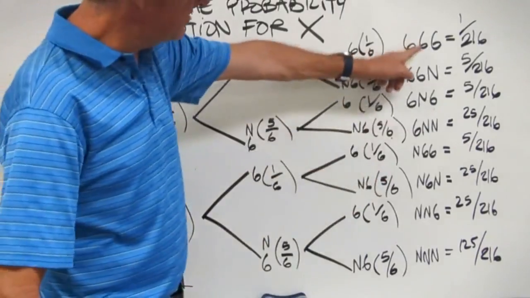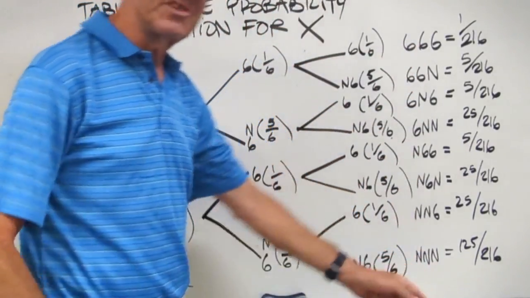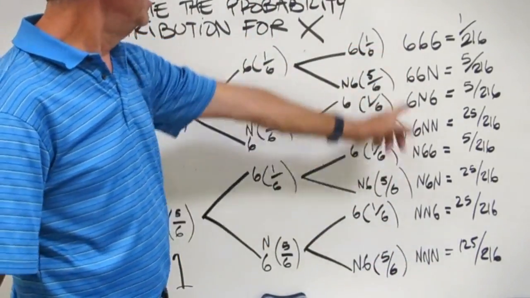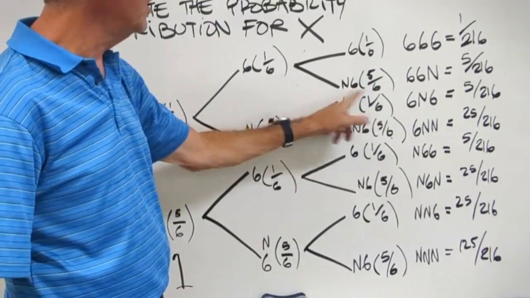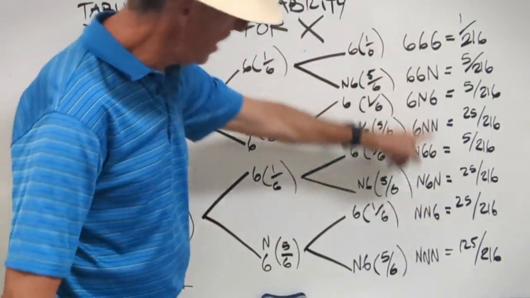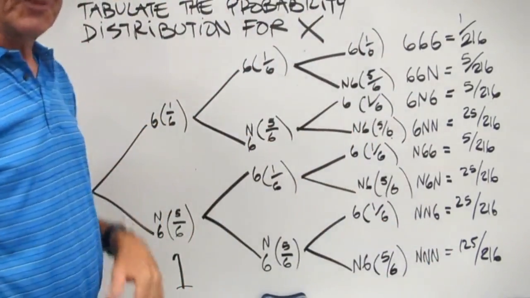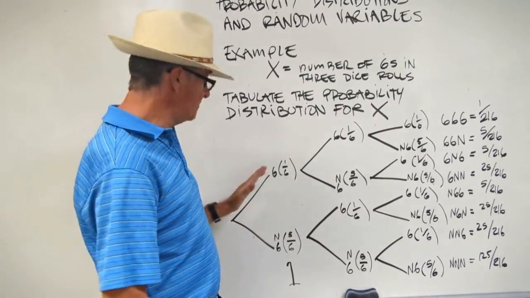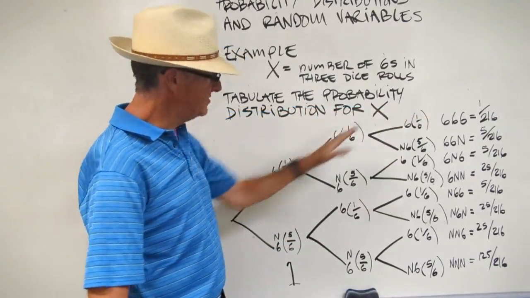Now what I've done here is I've tabulated my outcomes just to make it more clear. This top row is rolling 3 6s. This one is 2 6s and then no 6. This one is 6, no 6, 6. And so on. So this helps you understand what's going on in the tree. Now calculating the probabilities with fractions, you just multiply the tops times the tops and the bottoms times the bottoms.